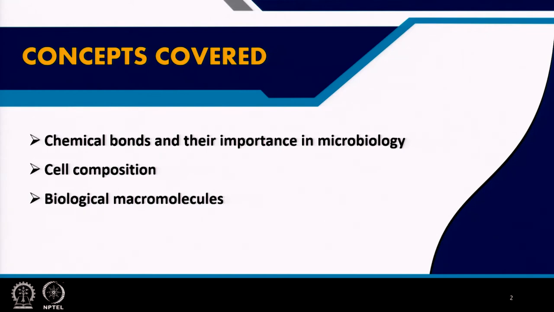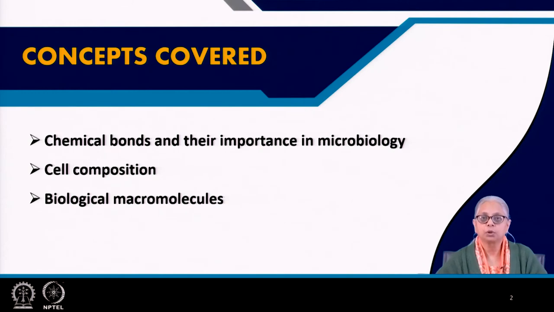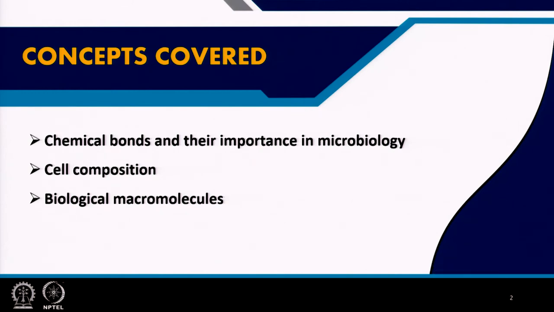are chemical bonds that exist inside the cells. So what are the cells made of? What are the chemical bonds? What is their importance in microbiology? What is the cell composition? And what are the major biological macromolecules? These are some of the things we're going to cover in this particular topic.